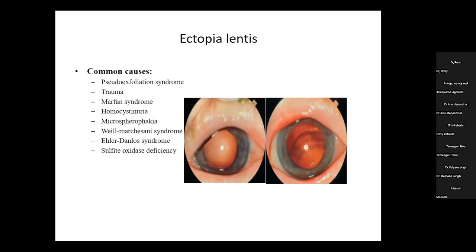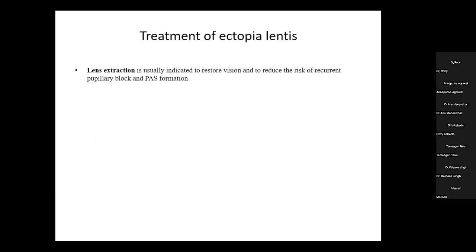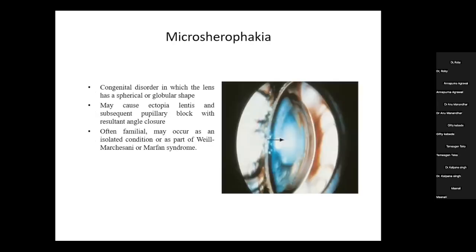ectopia lentis. In the first picture, we can see there is complete dislocation of the lens. The lens is in the anterior chamber, and in the second picture, we can see there is subluxation of the lens. Treatment is lens extraction. It usually restores the vision and reduces the risk of recurrent pupillary block and pus formation.